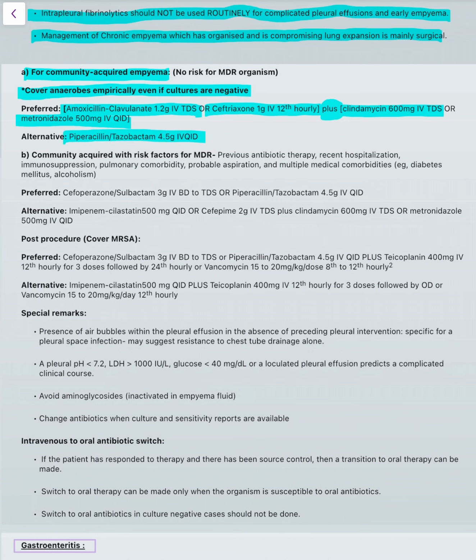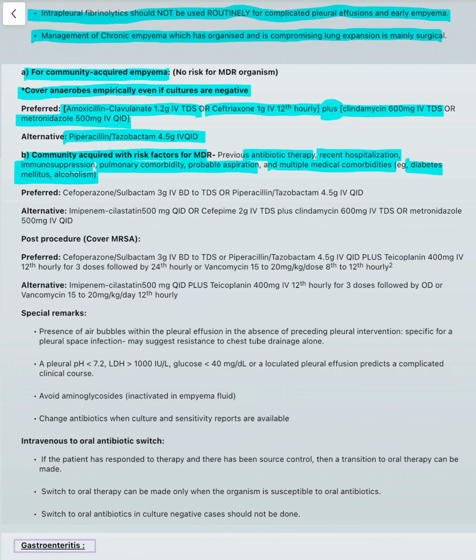Now those patients who are community acquired with risk factors for MDR, that is multi-drug resistant. What are those risk factors? Previous antibiotic therapy, recent hospitalization, immunosuppression, pulmonary comorbidities like COPD, bronchiectasis, probable aspiration, multiple medical comorbidities like diabetes, alcoholism, etc. In those patients we have to cover pseudomonas mainly.